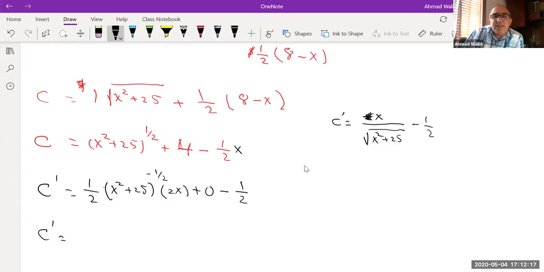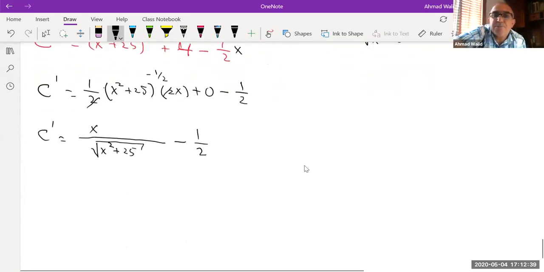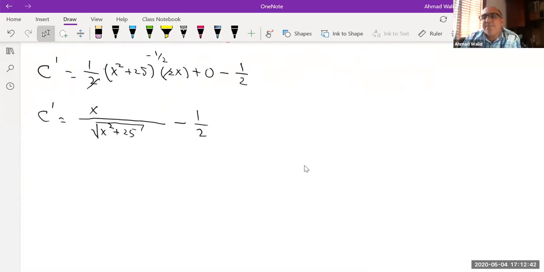Simplify. C prime equals. Send the negative exponent to the denominator. You can even cancel this 2 with this 2. You can write x over square root of x squared plus 25 minus 1/2. This is my first derivative, right? Now, what is the next step? To find max or min, to find the critical point, what will you do?